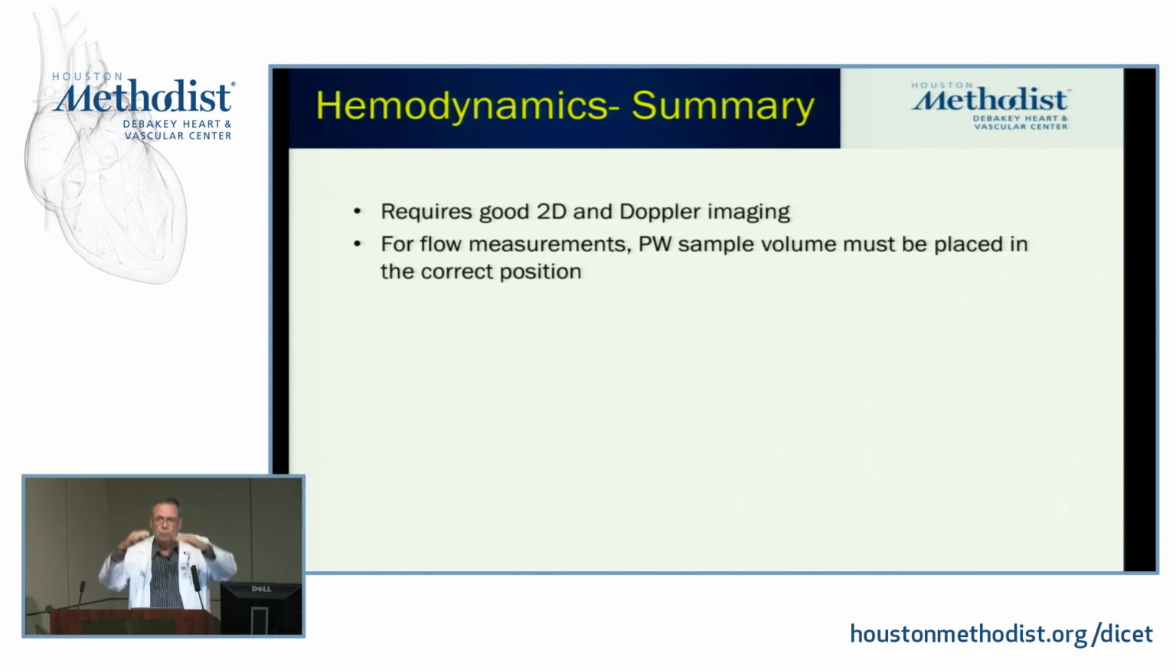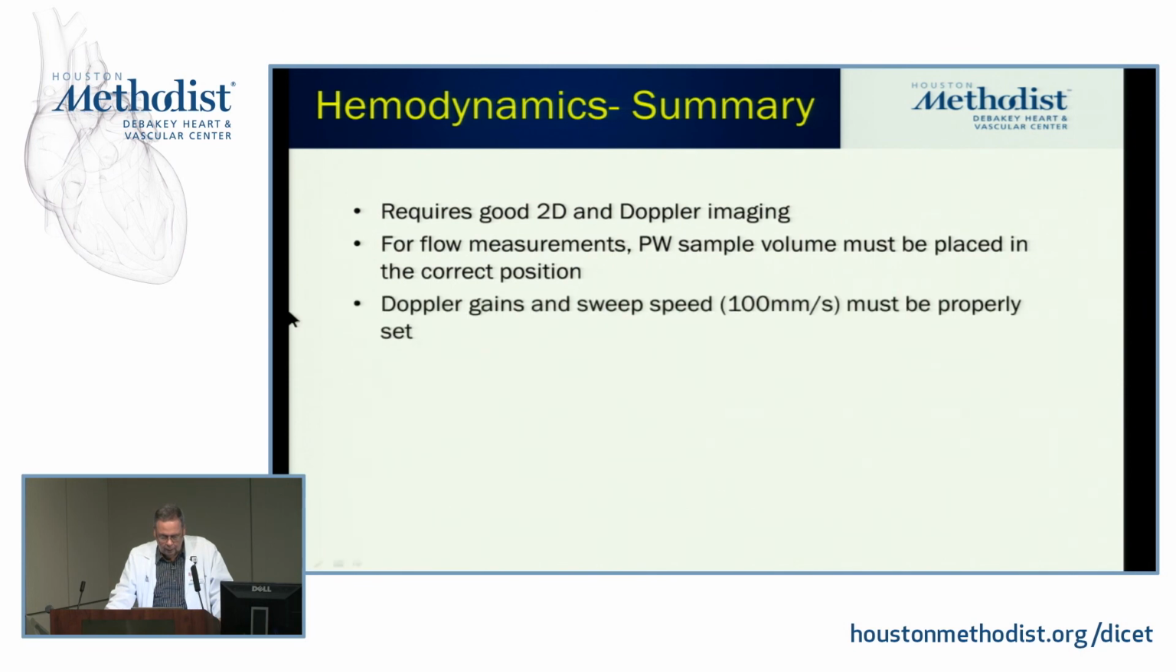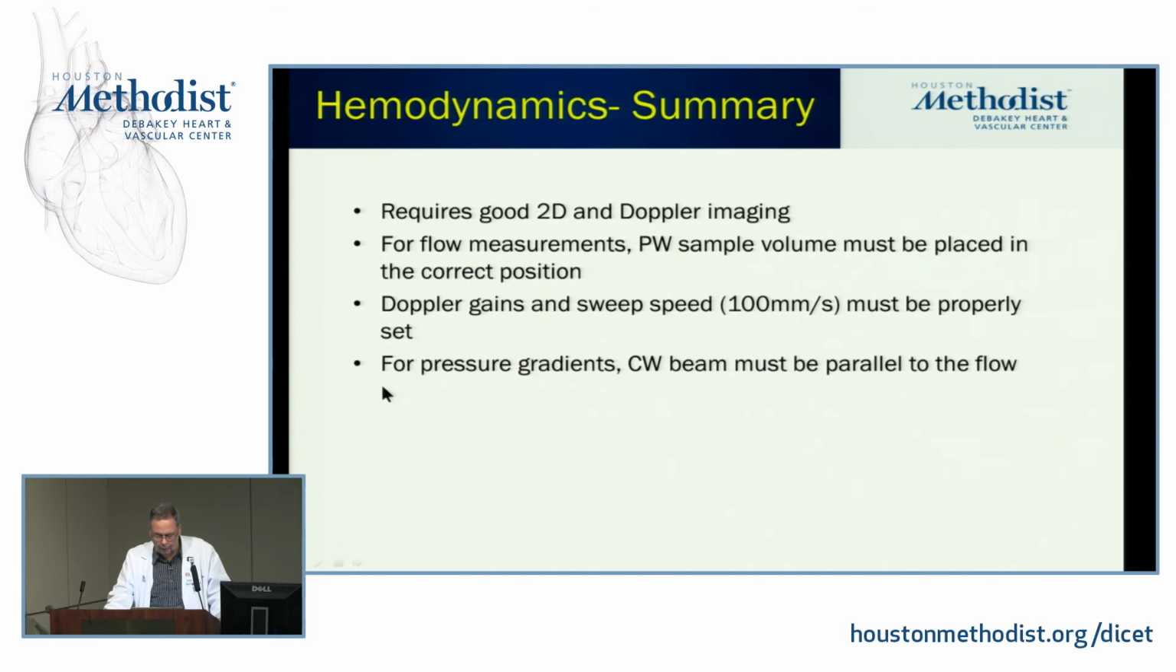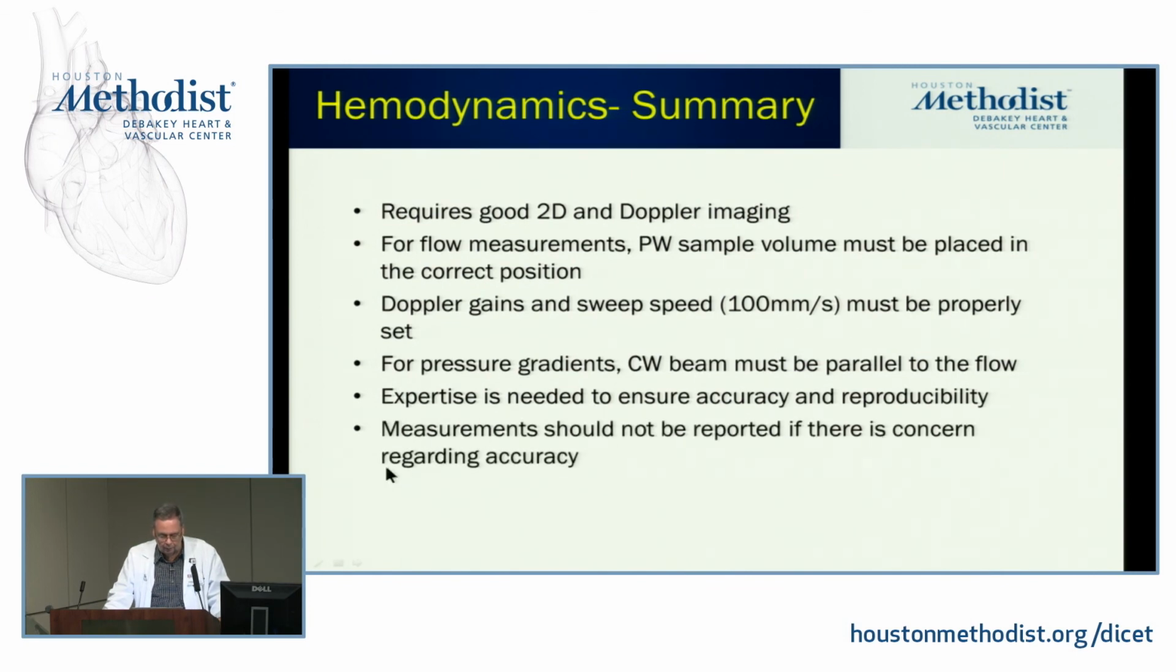And notice that the annulus moves. So you have to pay attention to that, because otherwise you may have placed it correctly in systole, but in diastole, the heart may move out of that place. So you have to place it in the right place in diastole, because that's where you're going to integrate the velocity. So all these things require attention when you're doing the study. Gains have to be correct, and of course, the sweep speed should be at 100 for proper measurements. CW has to be parallel to flow for pressure gradients, and we need to have expertise that you all are gaining by spending time in the lab. And we should only measure when we feel strongly about accuracy.